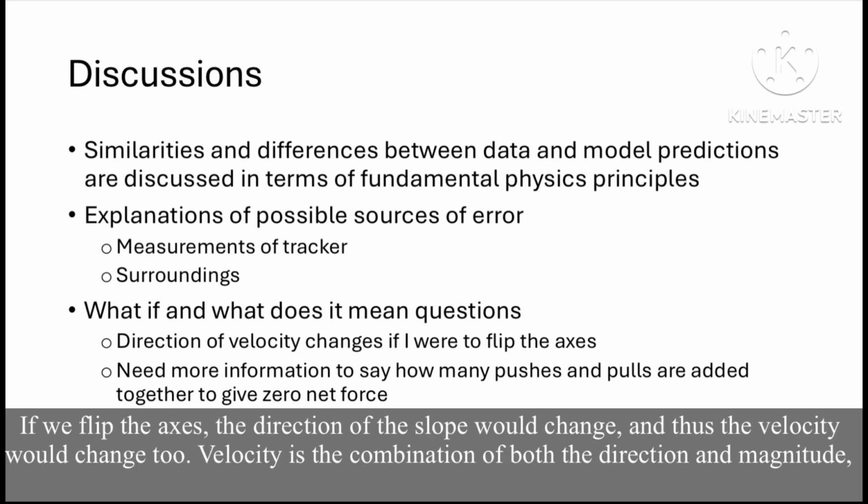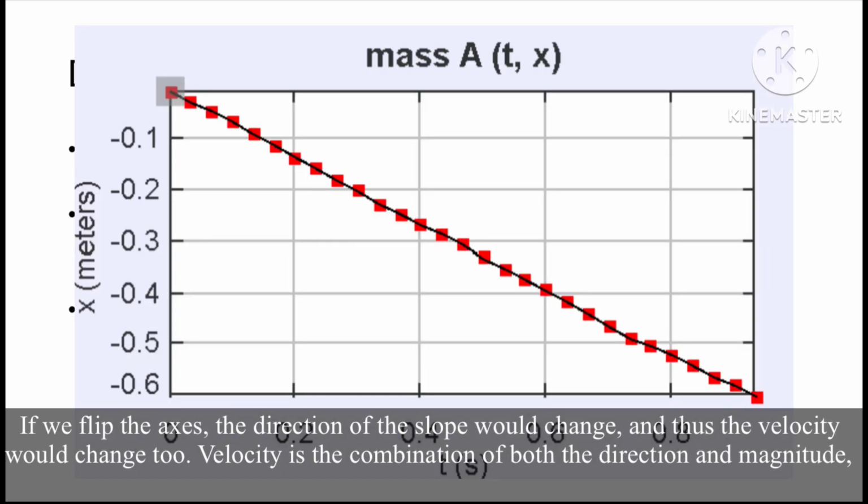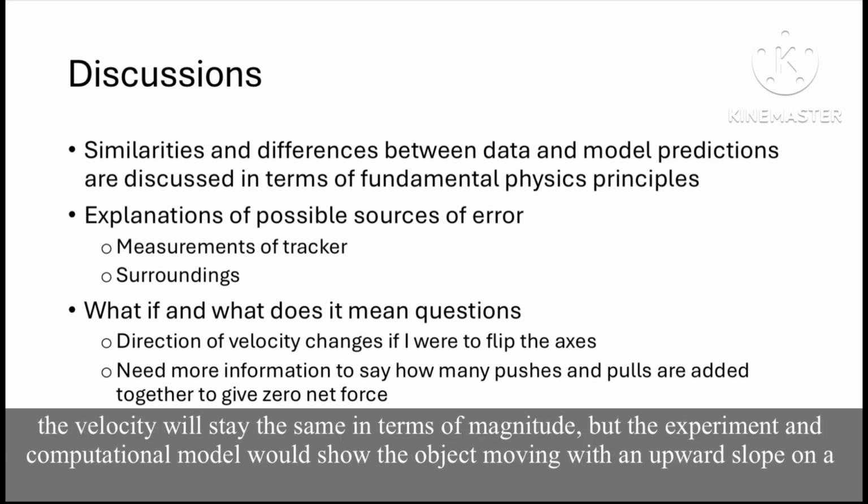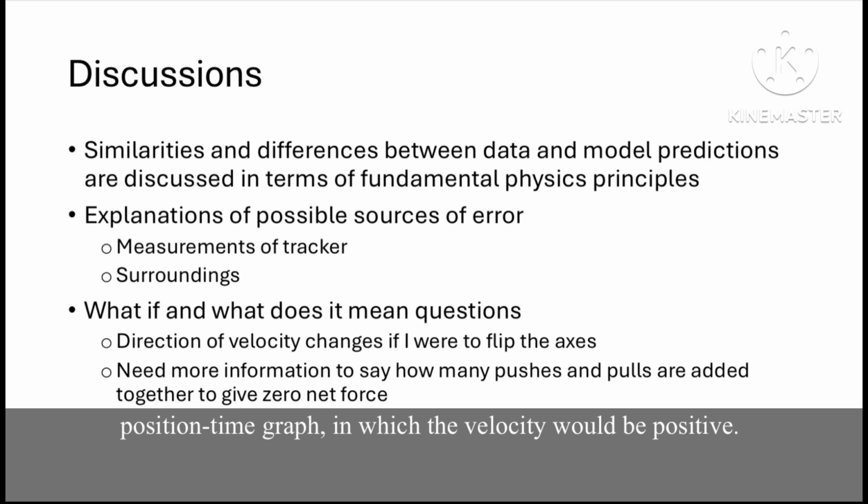So for the what-if and what-does-it-mean questions: if we flip the axis, the direction of the slope would change and thus the velocity would change too. Velocity is the combination of both the direction and magnitude, so the velocity will stay the same in terms of magnitude, but the experiment and computational model would show the object moving with an upward slope on a position-time graph, in which the velocity would be positive.